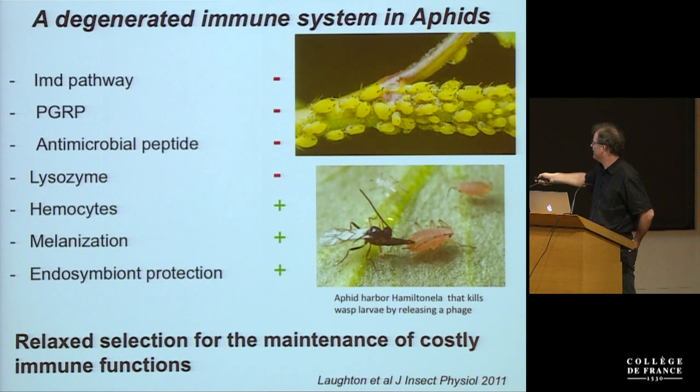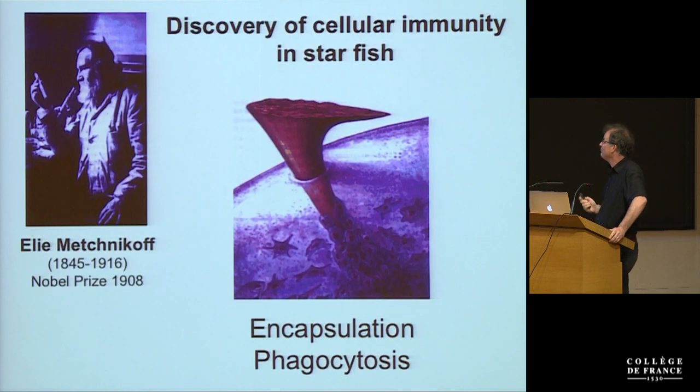Here you have an aphid infested by a parasitoid wasp. I will come back to that. But this aphid contains not Wolbachia, but another bacterium called Hamiltonella that produces a toxin that kills the wasps. So they can use endosymbionts to resist infection. But you can see here that, with relaxed selection for the maintenance of costly immune functions, these aphids have lost a large part of the repertoire of immune genes.